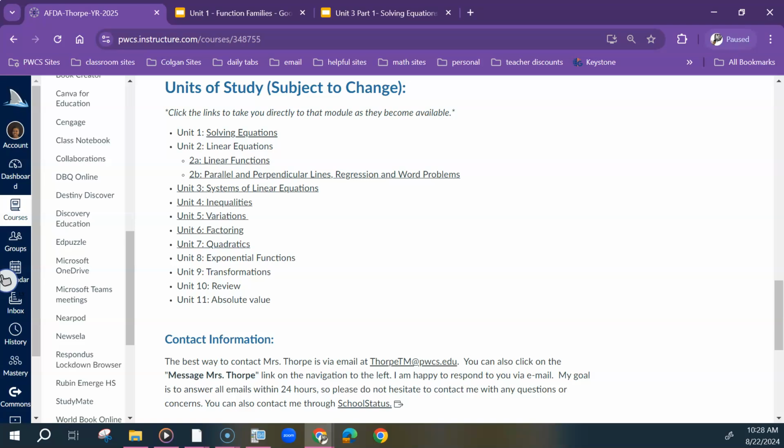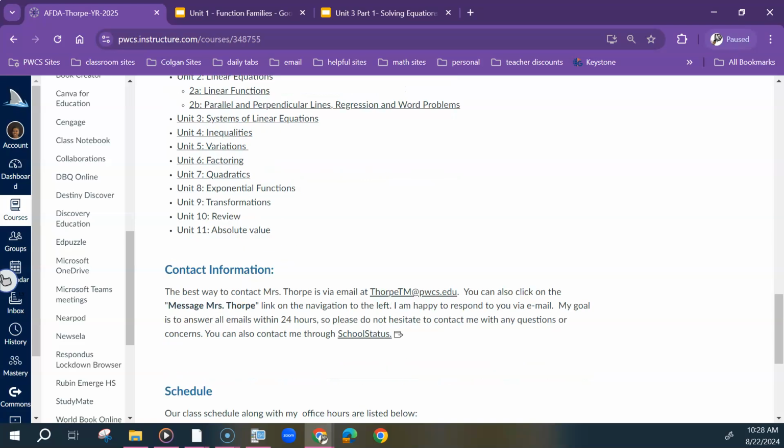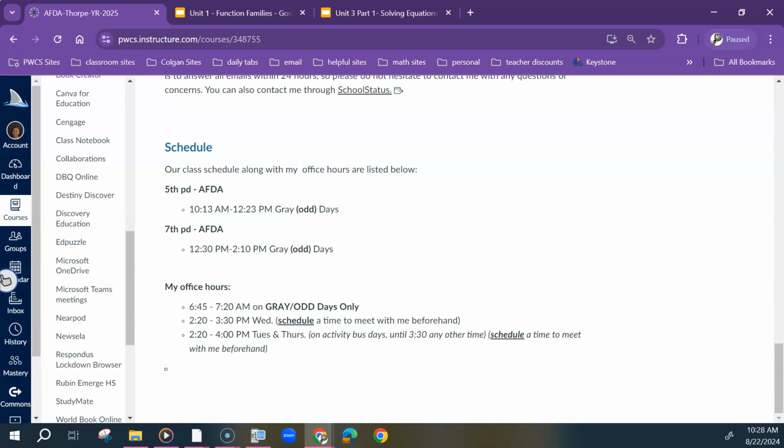This takes you to each unit that we're in. Some of them aren't open right now. I thought I put Ms. Shepherd's information up here also. I must have put it somewhere else. Well, I will fix that. But this is where you can find both of our office hours. I have a specific way to schedule for mine, which I'll show you.